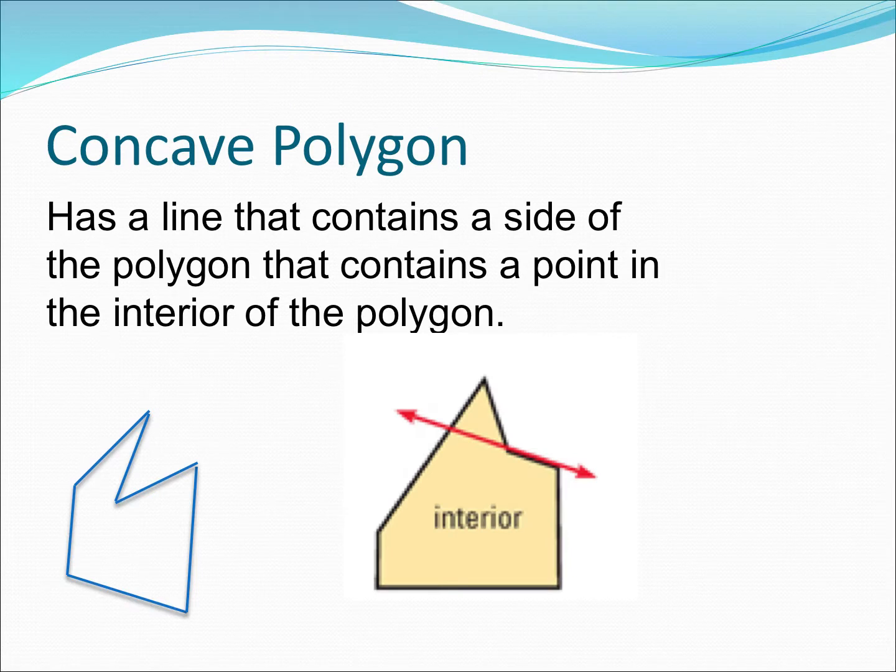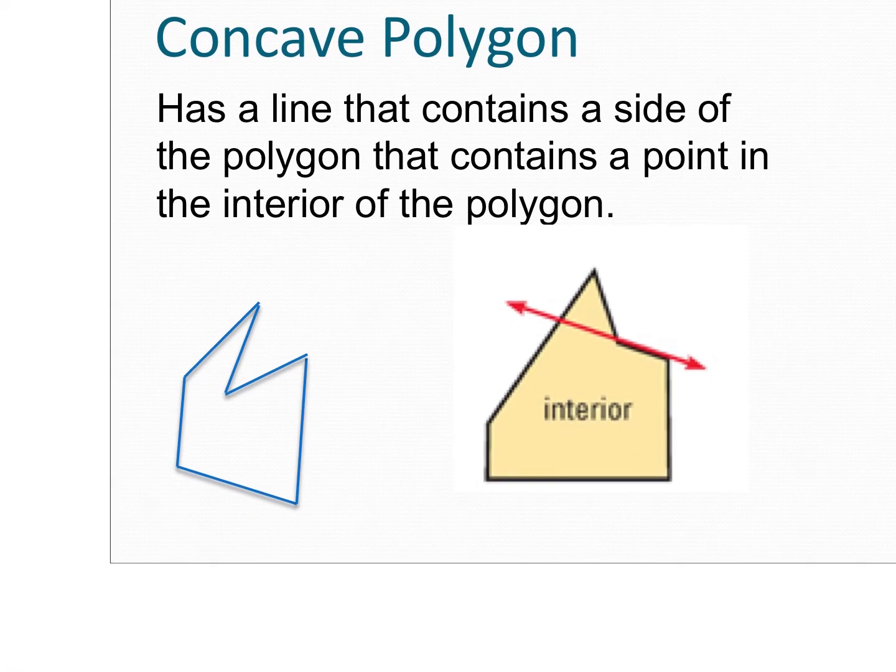Concave has a line that contains a side of the polygon. So if I were to take a side and draw a red line, this is the interior of this polygon, all the green. And you don't need to have all of the sides to do this. As soon as you find one that caves in, then you're going to say that it's concave.